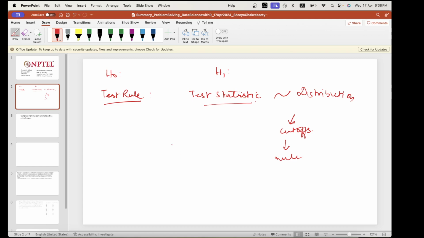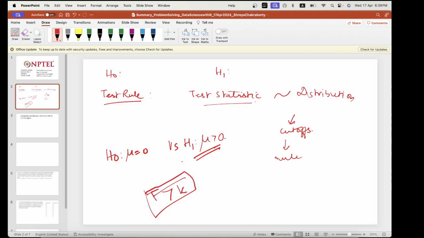Now, I wanted to clarify that if you have a hypothesis like this versus H1: mu greater than 0, it doesn't necessarily mean that your test statistic should be greater than some k. So this doesn't imply that if here we have a greater than sign, here also we'll have a greater than sign.